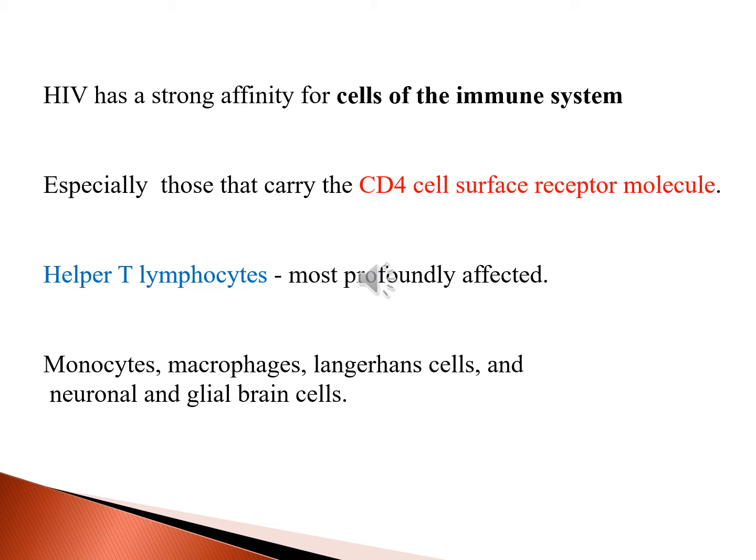This HIV virus has a very strong affinity for the cells of the immune system, especially those cells which have the CD4 cell surface receptor molecule. So the most profoundly affected immune cells are helper T lymphocyte cells, and apart from this, the other cells of the immune system such as monocytes, macrophages, Langerhans cells may also be involved, and apart from that, the neuronal cells and glial brain cells might also be affected.